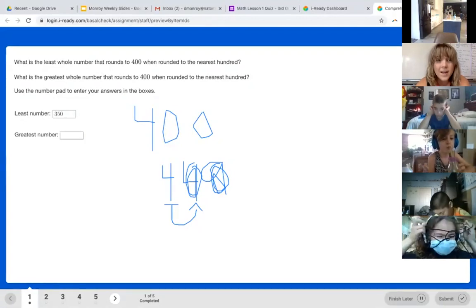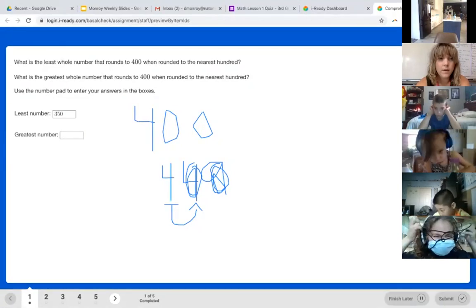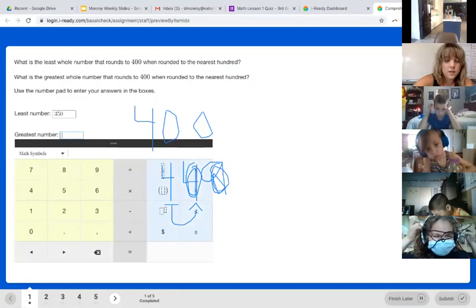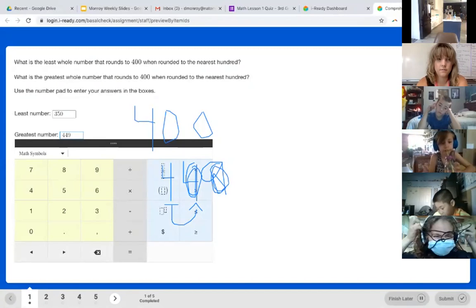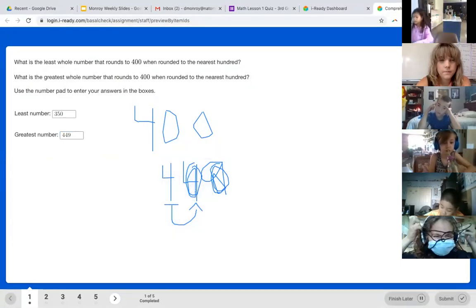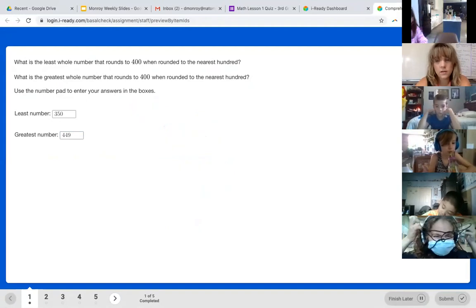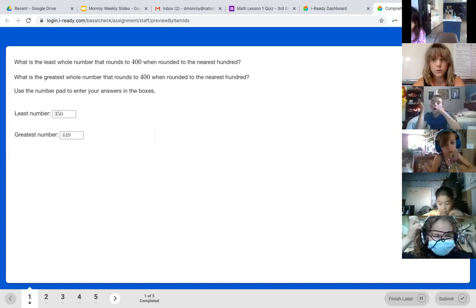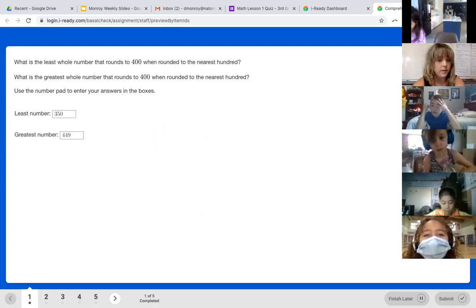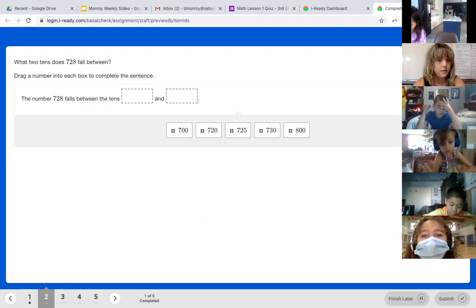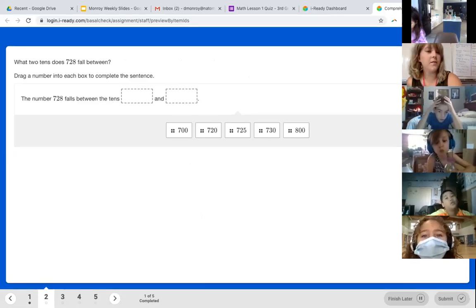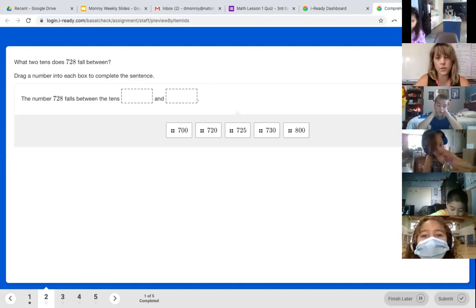So that means the greatest number that would round to 400 would be 449. Okay. So this was a tricky one, okay? I will give you that. And then we're going to move on to the next one. Here we go. So it says, what 2 tens does 728 fall between?